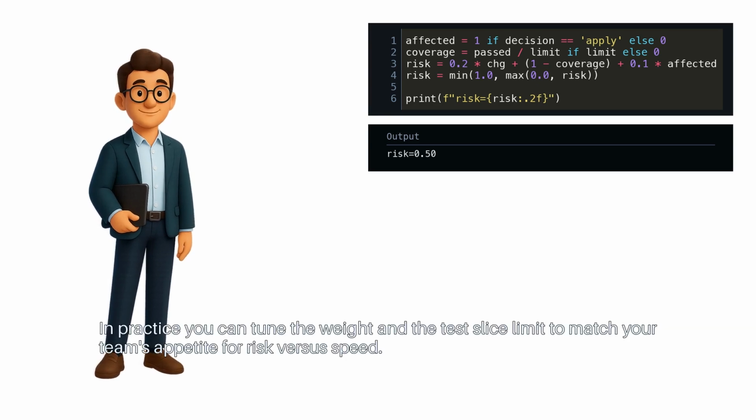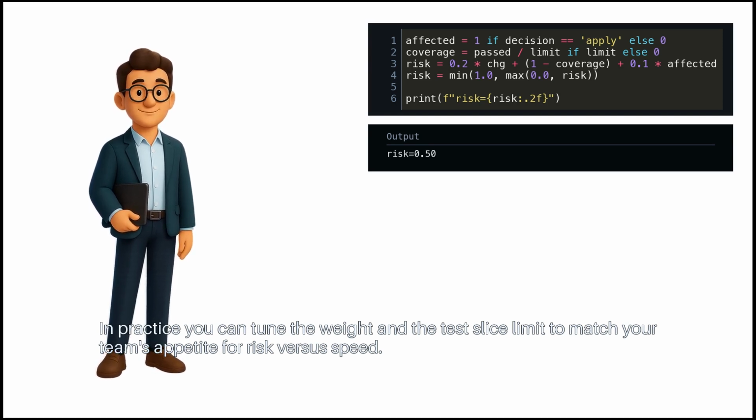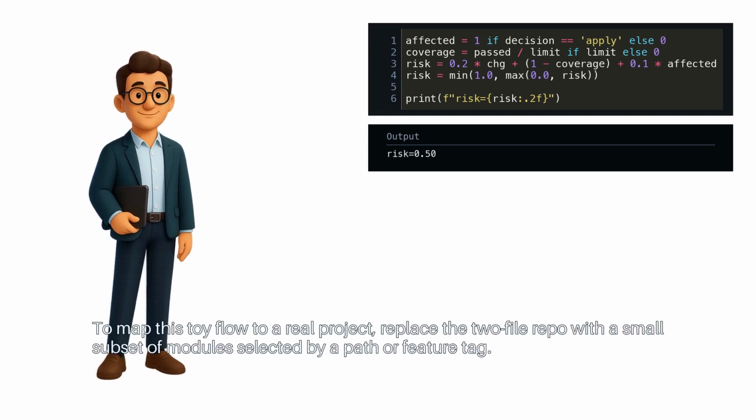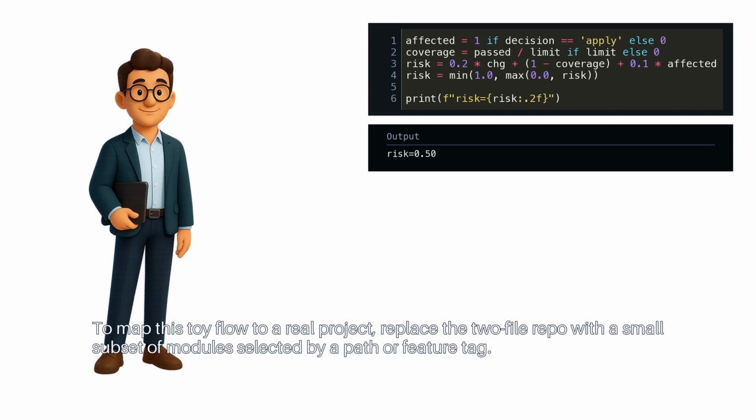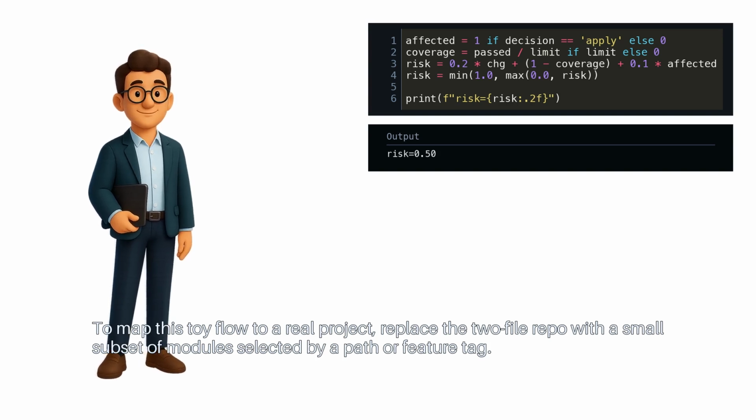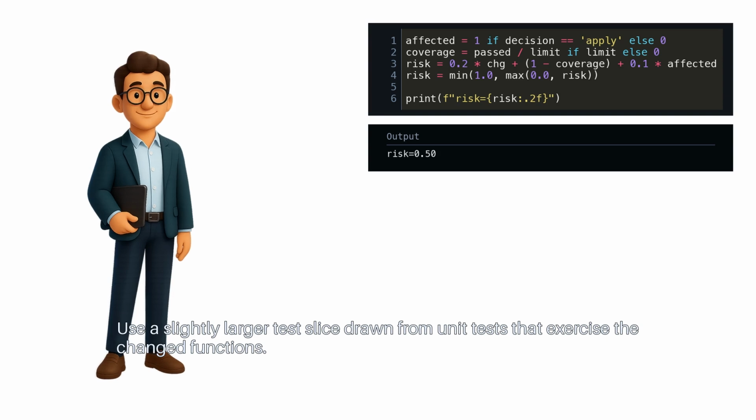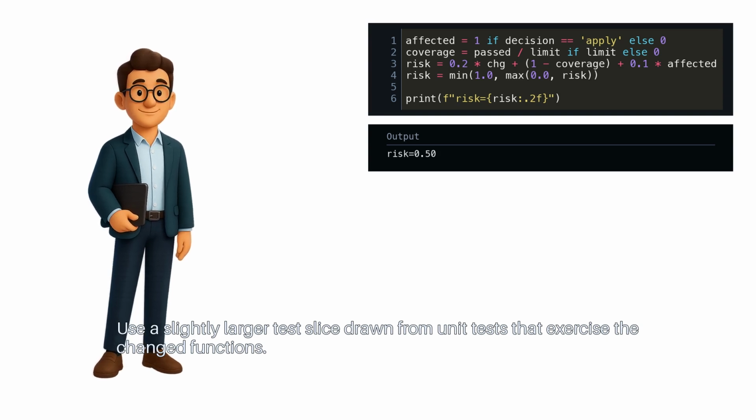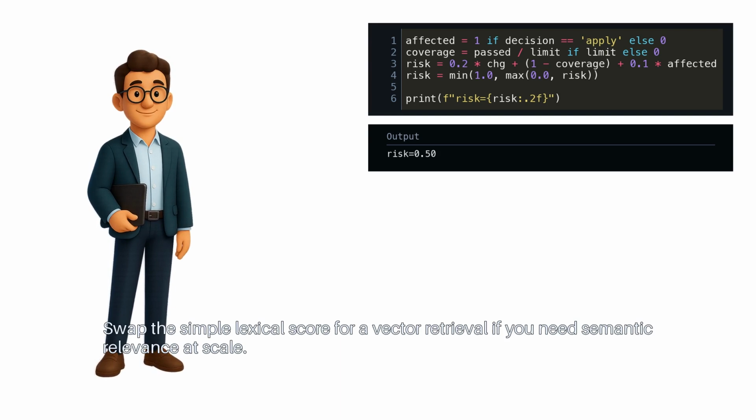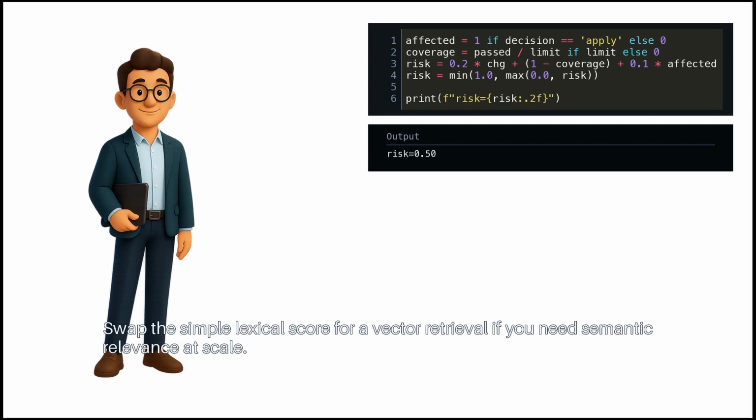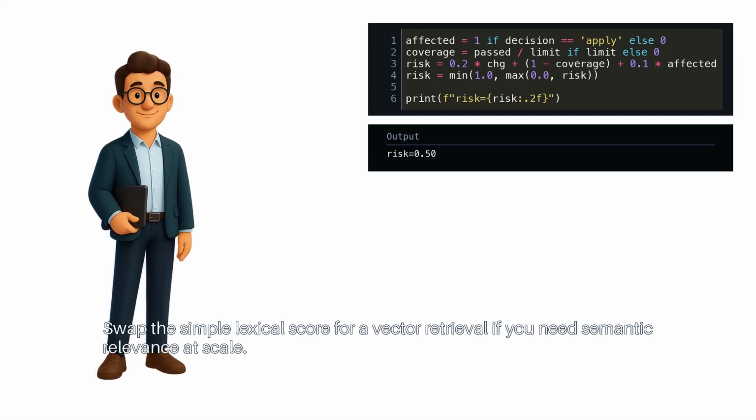In practice, you can tune the weight and the test slice limit to match your team's appetite for risk versus speed. To map this toy flow to a real project, replace the 2-file repo with a small subset of modules selected by a path or feature tag. Use a slightly larger test slice drawn from unit tests that exercise the changed functions. Swap the simple lexical score for a vector retrieval if you need semantic relevance at scale.